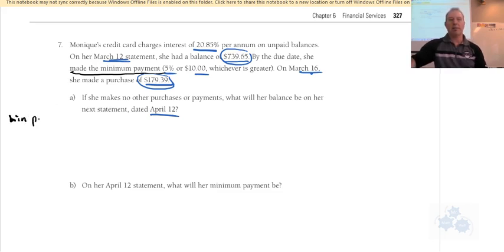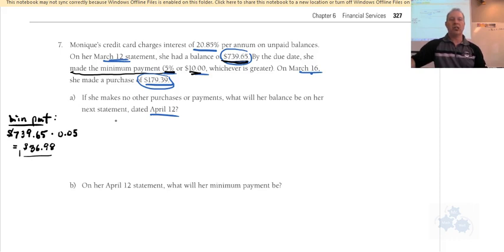So let's do this. Minimum payment. It's going to be 5% of her balance that she had at first, or $10, whichever is greater. So let's do $739.65 times 0.05 and find out what 5% of this is. And that should be $36.98 exactly. Now, is that greater than or less than $10? It's greater than. So this is what she has to pay.